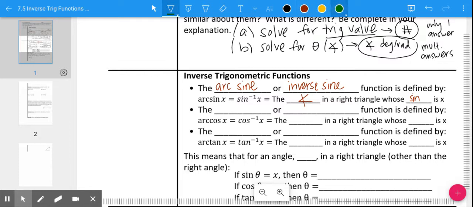Then we have another one. So we've got the arc cosine function, arc cosine function or inverse cosine.